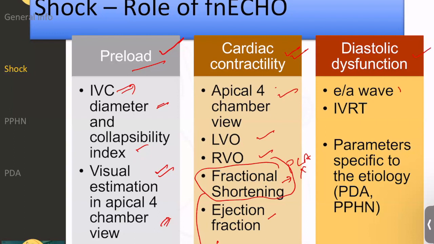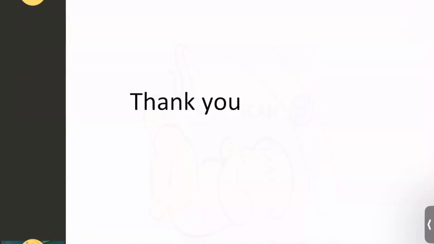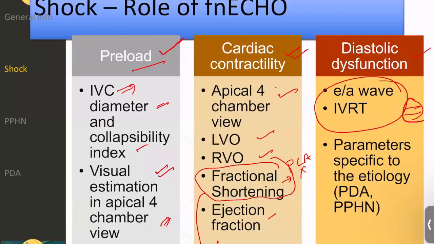Diastolic dysfunction, E and A and IVRT are there. This actually I skipped. Let me see how much time is there and then I will try to explain, and the parameters which are specific to etiology. Thank you. Before going to the PDA talk, I would like to have a few questions on this if you have any.